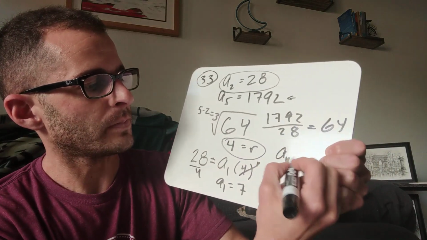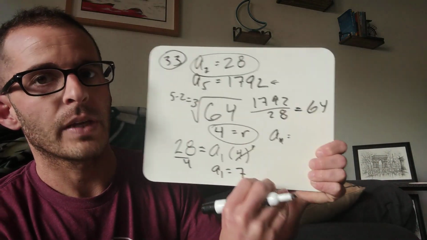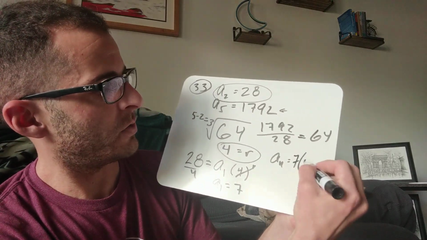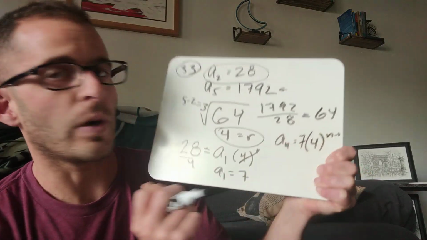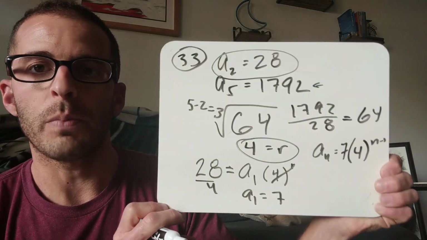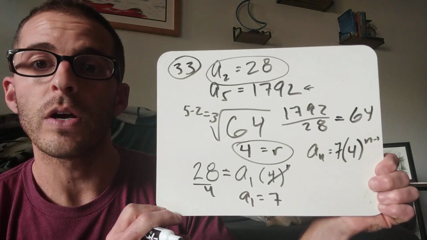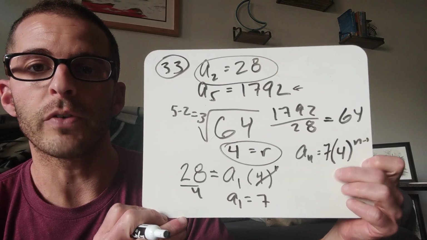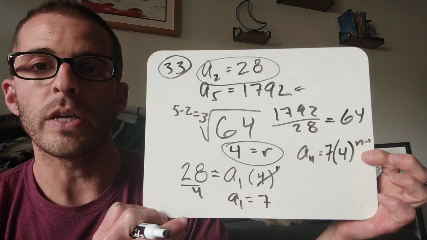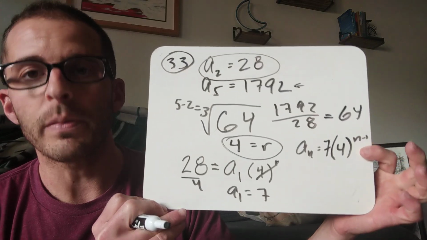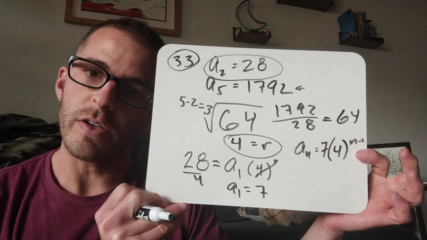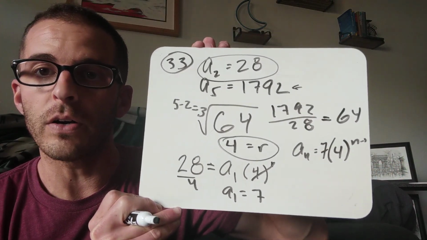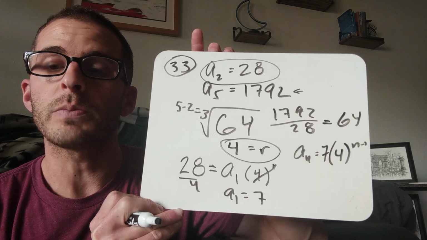I can make a rule. A sub n equals 7 times 4 to the n minus 1. Okay, if you need to pause here because there was some glare from the windows, go for it. Here's my rule. A sub n equals 7, which is my first term, times the common ratio to the n minus 1. Go ahead and make a t-chart, graph it, and then this was 33, so I want you to try 35 on your own, check your answer in the back of the book, and ask me questions tomorrow.